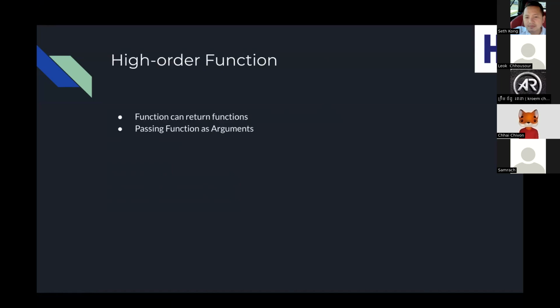Okay, I think the discussion is higher order function. What is a higher order function? A higher order function is a function that can return one or more functions, and a function that can accept another function as a parameter. So you can pass a function to another function, and you can also return a function out of that function.